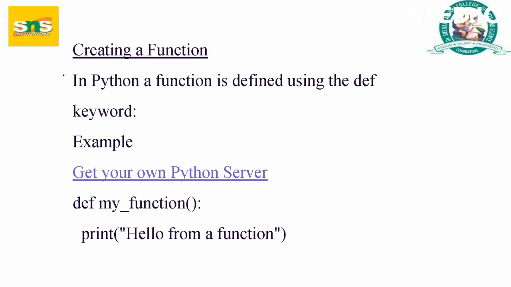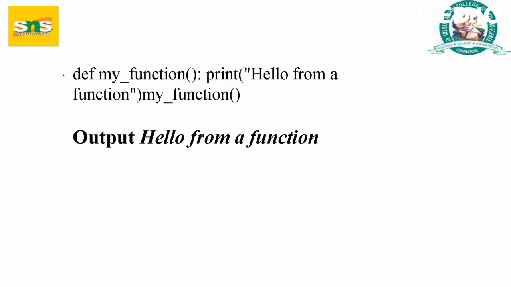For example, we declare def my_function, and we can print the result as hello from a function. This is the code, and then the user can run the function. The output we get is hello from a function.